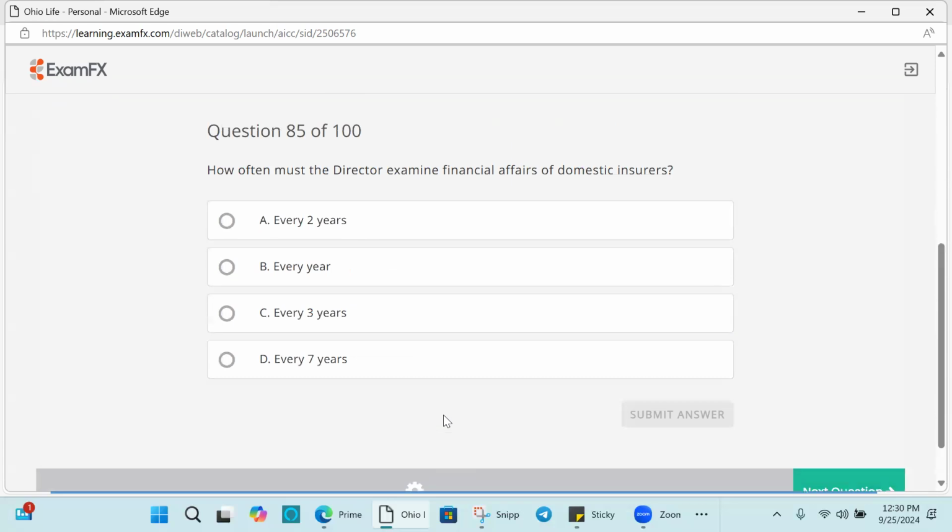How often must the director examine the financial affairs of a domestic insurer? Every 2 years, every year, every 3 years, every 7 years. I thought it was every time that he feels necessary. Is it every 3 years then? 3 years. Yeah.